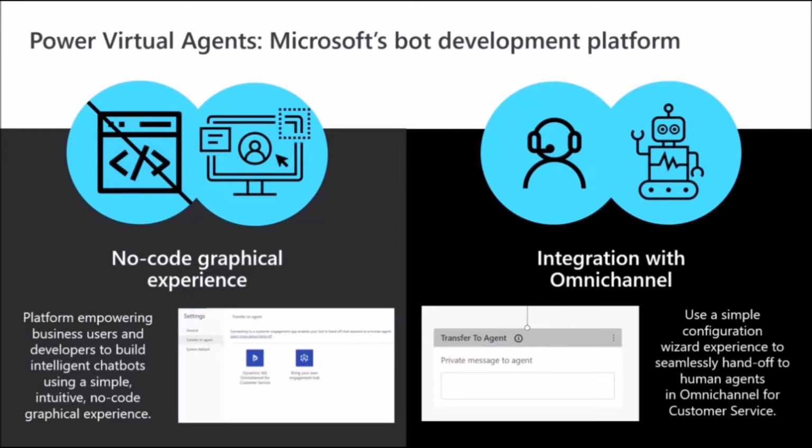The Power Virtual Agent allows you to implement the transfer of the conversation to a live agent by inserting the Transfer to Agent node at the appropriate location in your conversation topic. However, Power Virtual Agents are out of the scope of this video.